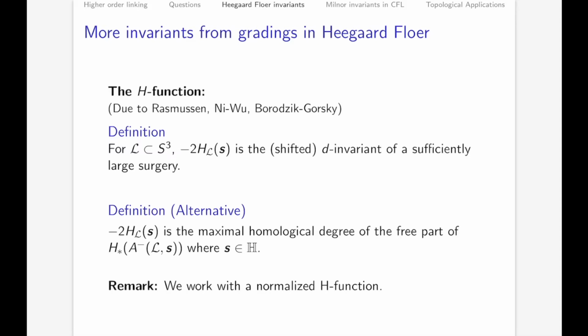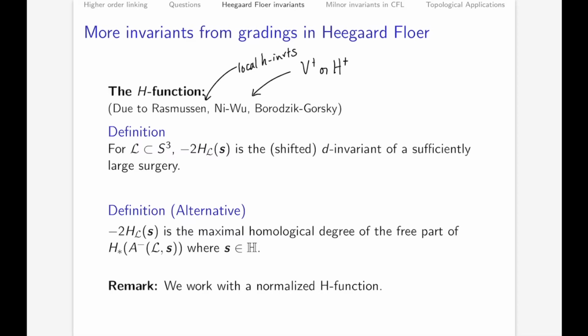One definition of the H function is that if you've got your link in S3, then minus 2 times the H function at the relevant lattice point S, which is how we filter the link, is the shifted d-invariant of a sufficiently large surgery in a certain spin^c structure. In the work of Rasmussen, these numbers were called the local h invariants. And in Ni and Wu's work, these invariants, the analog for knots, are called V plus or H plus.